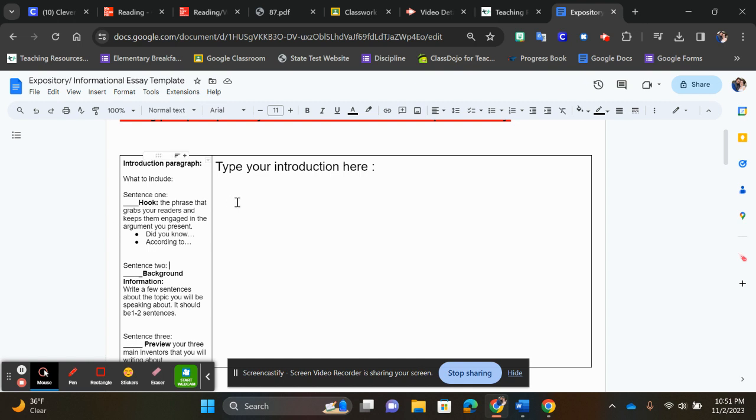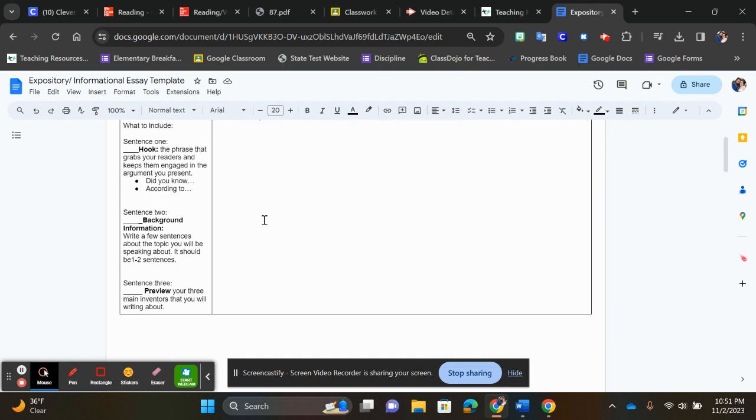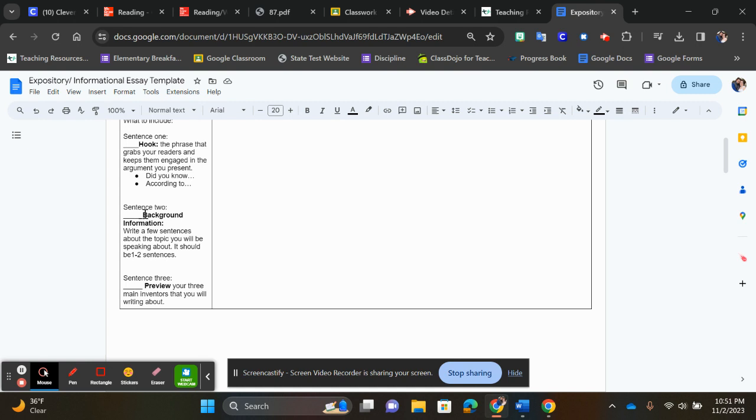So you're going to write your hook. You can just highlight this and delete it, and you can write it right there. Or you can just leave it and just write it as you go. Totally up to you. Sentence 2 is your background information.